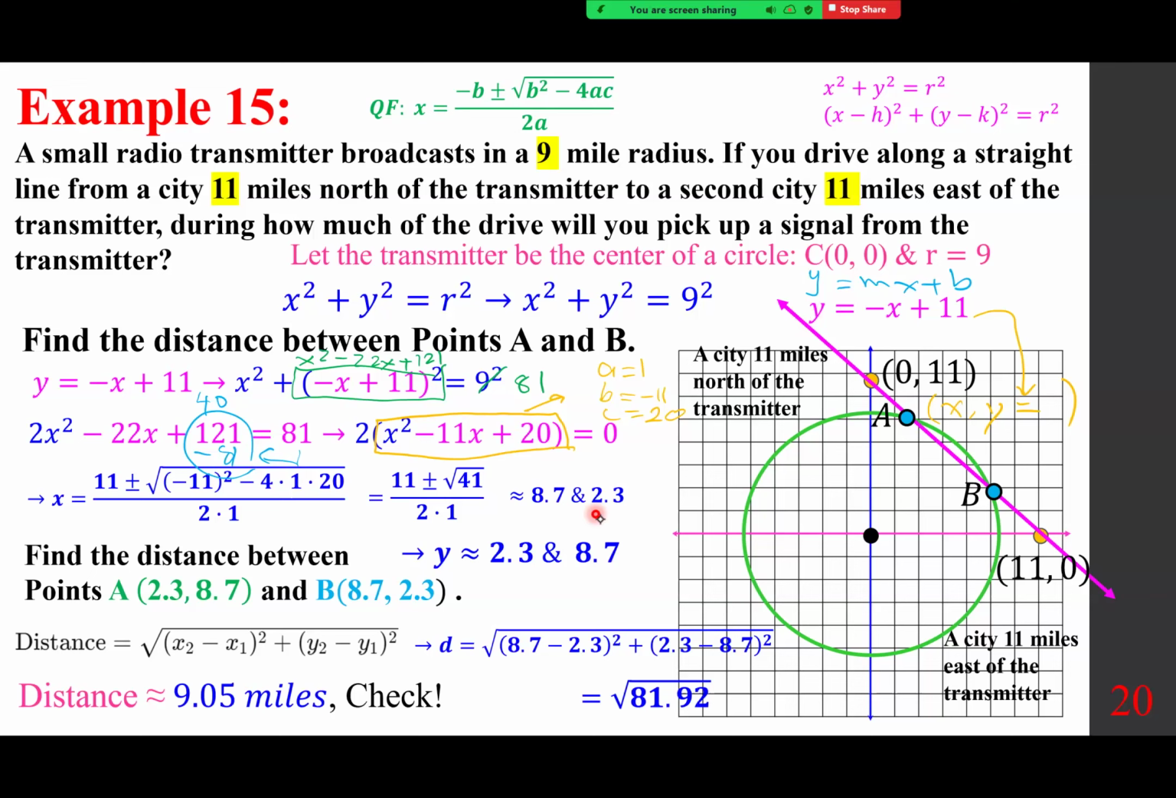To check that, you want to make sure that when you put this pair into x squared plus y squared, it gives you 81, and the same for the other. And when you do that, you do get 81. This is what I mean by checking. You can check by making sure that this works with the circle as well as the line.